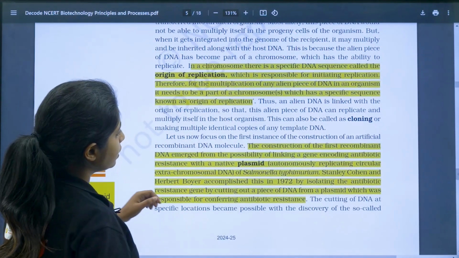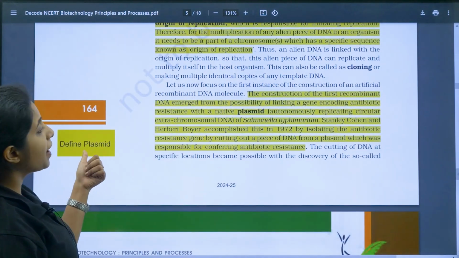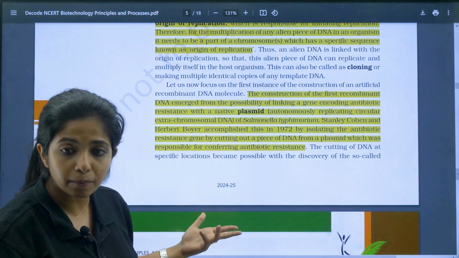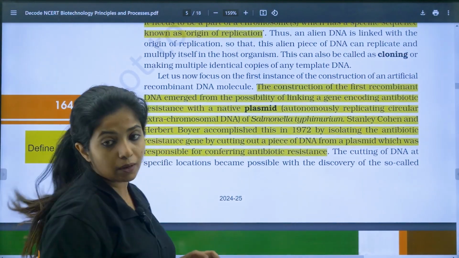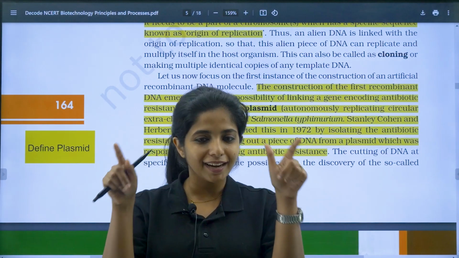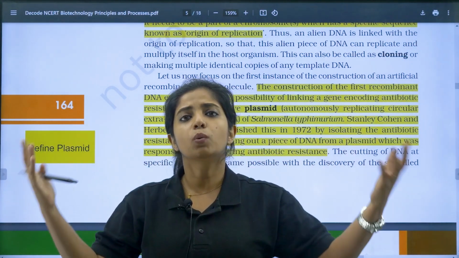Now children, over here they have told about plasmid. There's a question that has come: define plasmid. In your PU2 board examination, the question has come, define plasmid. So if you do not know what is plasmid, then what will you do? Basically children, in bacteria, they have their chromosomal DNA that is responsible for coding proteins, and these proteins make what they are.